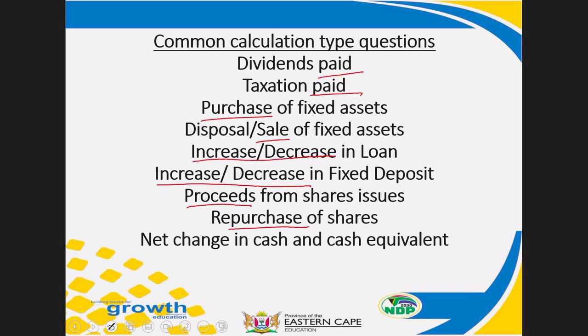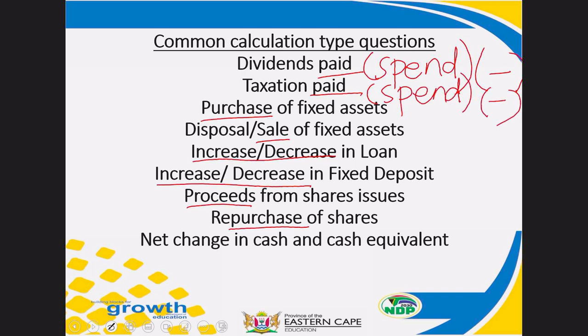For example, looking at those keywords I've underlined, the word paid means what? We have spent money as a business. When we spend money as a business, the effect will be an outflow or a negative. When it comes to the cash flow, we have spent money to pay dividends to our shareholders. The same with tax. When we pay tax, we are not getting money, but we are spending it. Therefore, when we are spending it, what is happening? We are having an outflow of money.